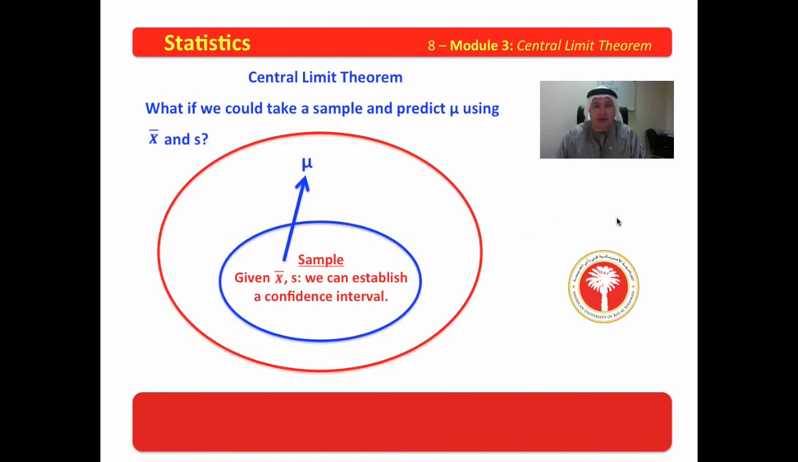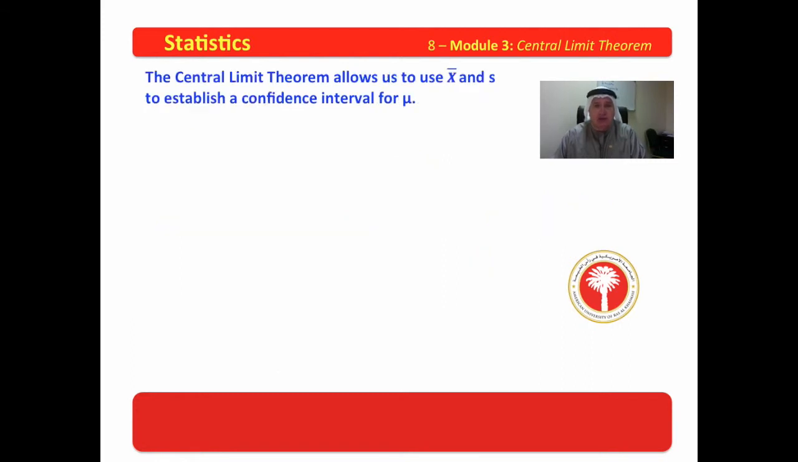And of course the answer to that is yes. This would be inferential statistics. So the central limit theorem allows us to use x bar and s to establish a confidence interval for mu. The idea is that if the x bars of infinite numbers of samples are scattered around mu, then if you take an x bar, mu will be close to x bar with the same relationship.